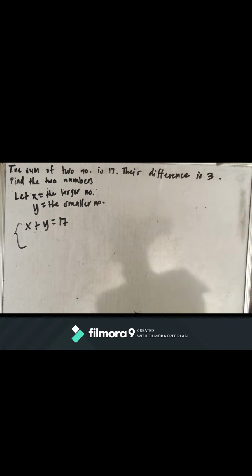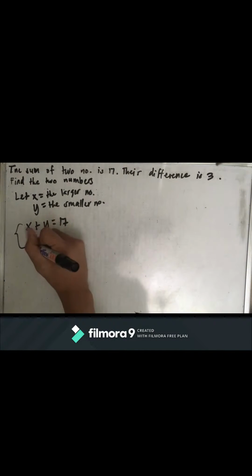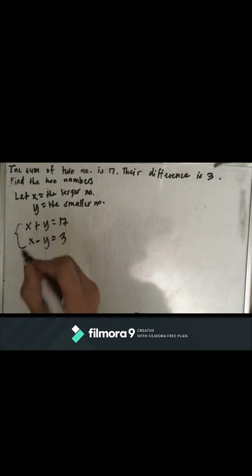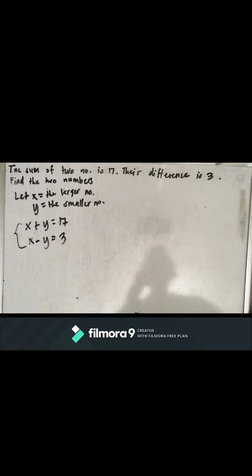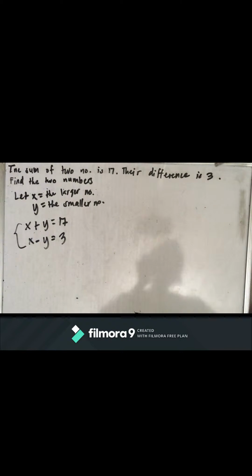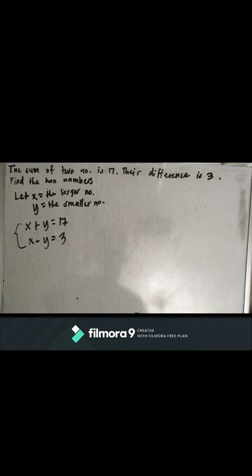Now for our second equation, let's read the second sentence. So their difference is 3. So it will be subtraction because it's difference. So x minus y equals 3. Now that we got our system, let's solve by using the system. We will use elimination method because it's easier. It's much easier because we already got addition and the subtraction, and all we have to do is add.